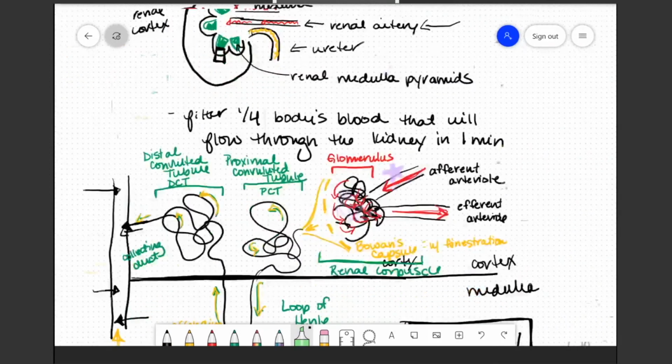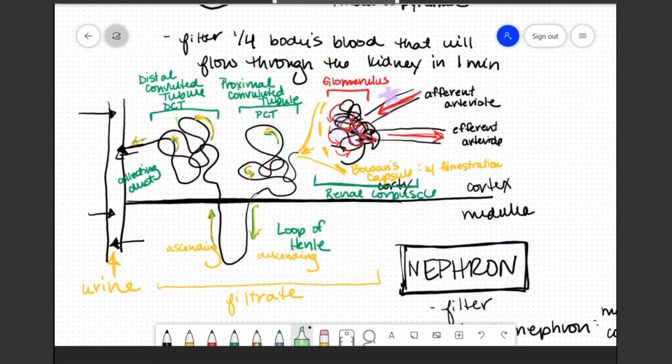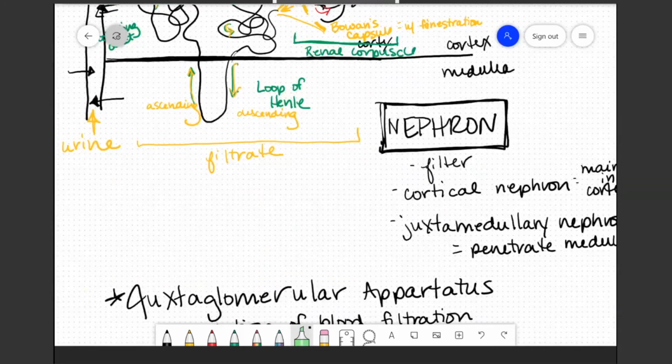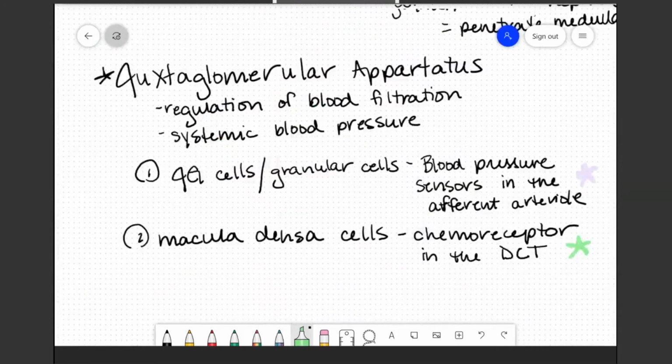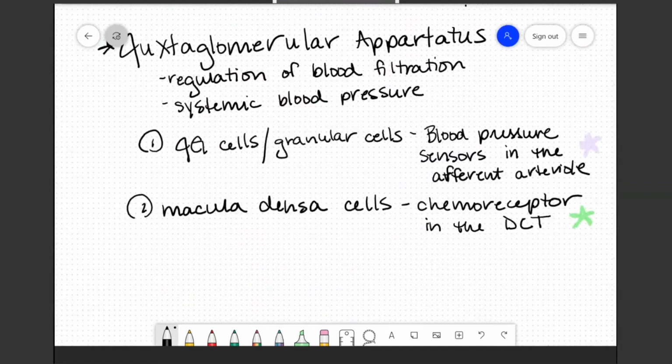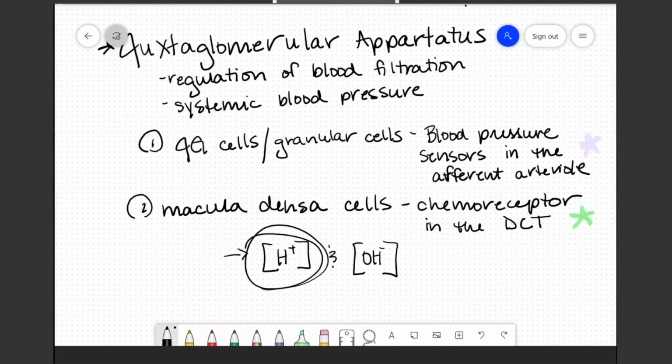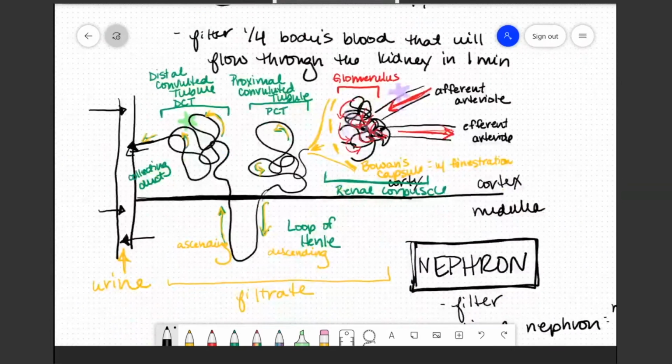So coming all the way back up here to our nephron, we're going to have our macula densa cells. And our macula densa cells are a chemoreceptor. The main chemical that they are picking up is going to be the one responsible for pH. So it is looking at the concentration of our hydrogen and the concentration of our OH, mainly this one. So your macula densa cells are picking up on the concentration of your hydrogen ions in your distal convoluted tubule.